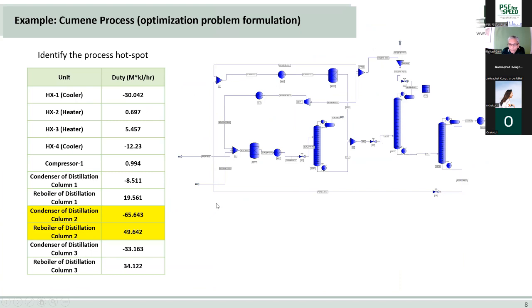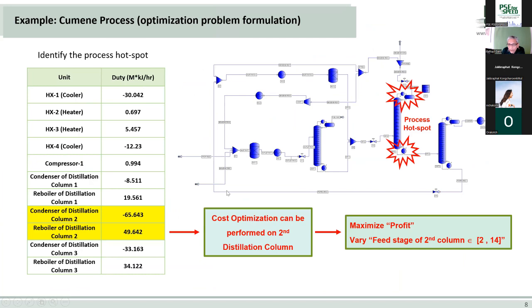Then we will improve this process by reducing these two. And by reducing these two, automatically we will reduce the energy demand, which means we will reduce the carbon footprint, and that we will make more profit because we will pay less for the energy. So we formulate the problem, we solve the problem.